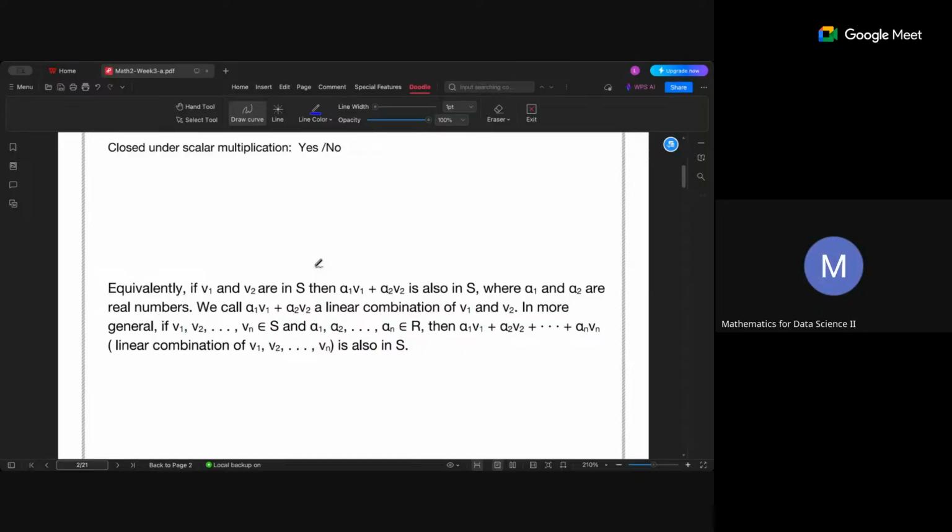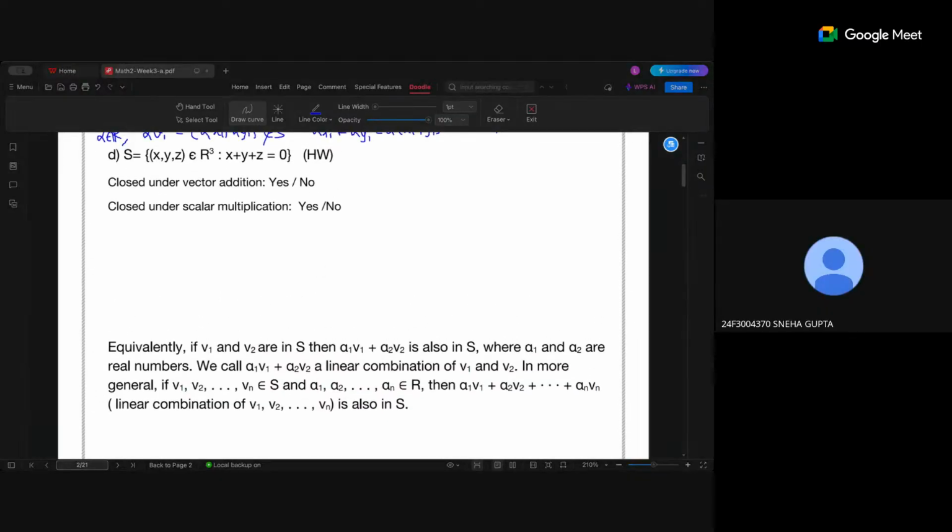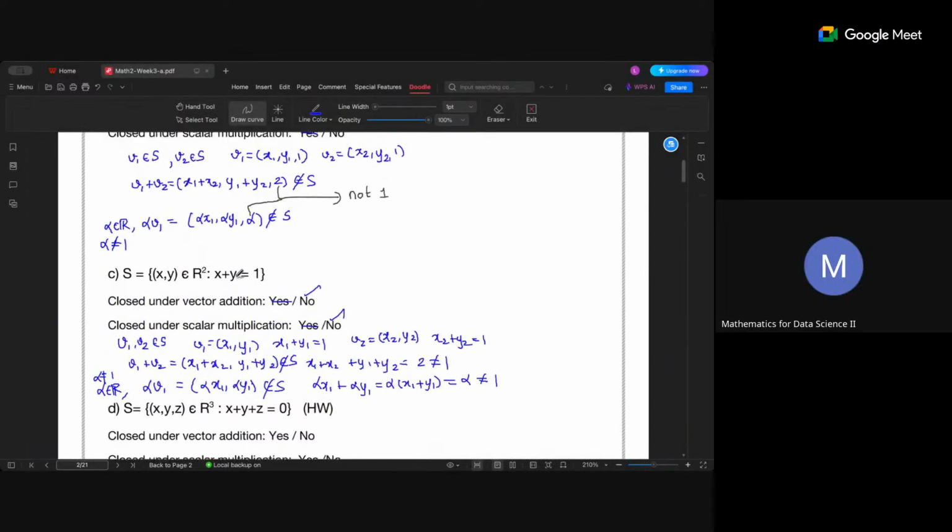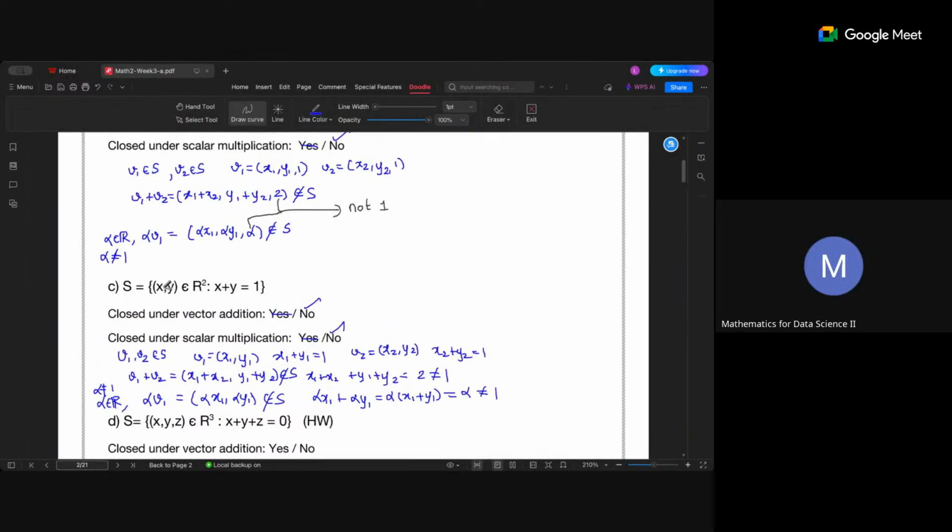Excuse me, ma'am. Can you explain the C point again? See, in C, the condition is that we are taking vectors such that their sum is 1, right? So the coordinates of the vectors sum up to 1. So we are taking two vectors such that their coordinates sum up to 1. Now what happens to V1 plus V2? The coordinates are now x1 plus x2, y1 plus y2. You know that their sum is not 1 but 2. So this sum will not belong to the set S.